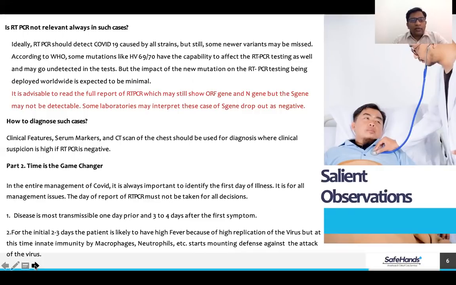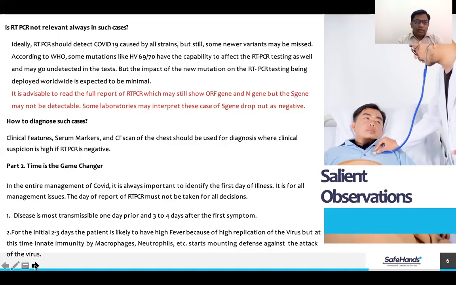It is advisable to read the full RT-PCR report, which may still show the ORF gene and N gene, but the S gene may not be detectable. Some laboratories may interpret this case of S gene dropout as negative. How to diagnose such cases? Well, it is based on clinical features and serum markers. CT scan of the chest should be used for diagnosis where clinical suspicion is high if RT-PCR is negative.